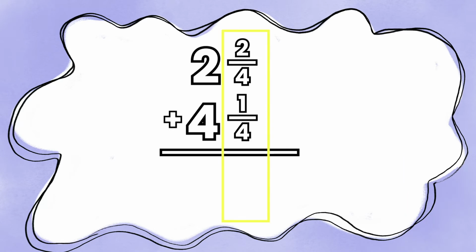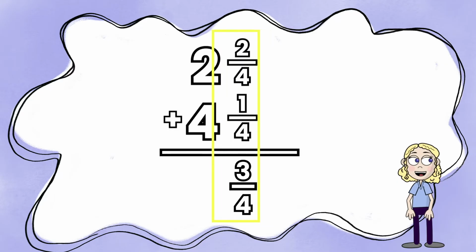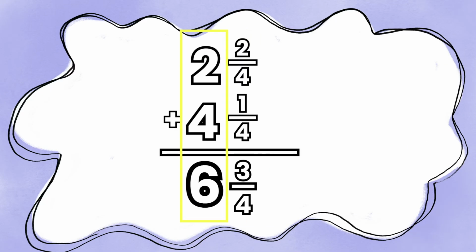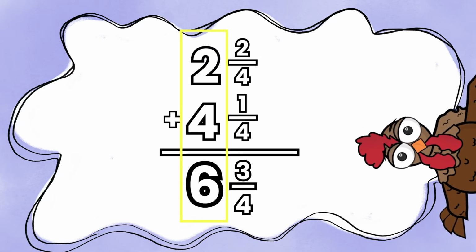I'm going to start by adding the fractions together. I'm going to start in the fractions row. 2/4 plus 1/4 equals 3/4. Now I'm going to add the whole numbers together. 2 plus 4 equals 6. So our answer is 6 3/4.